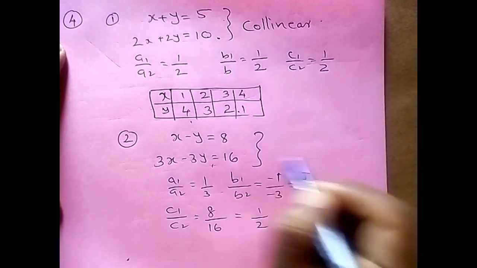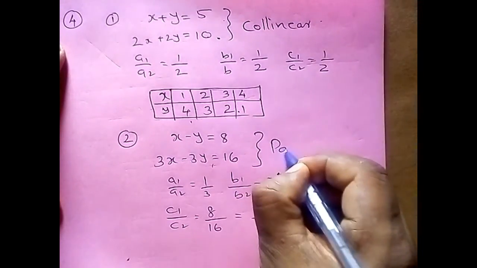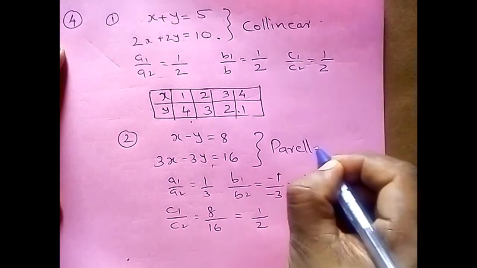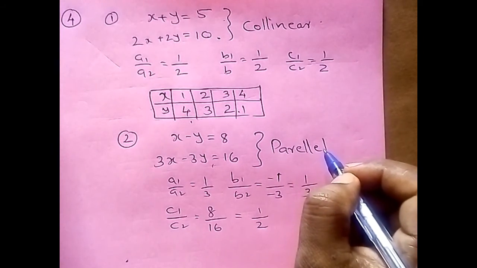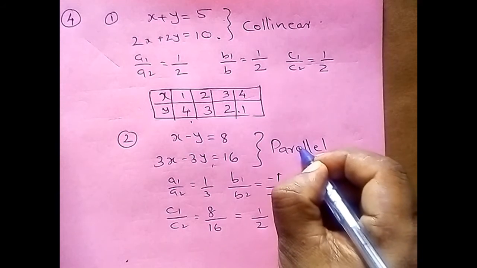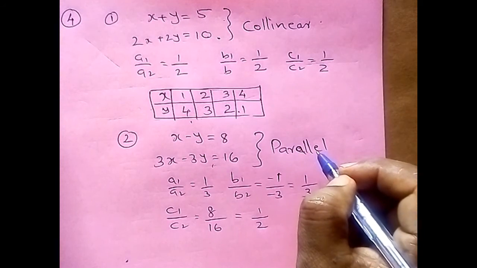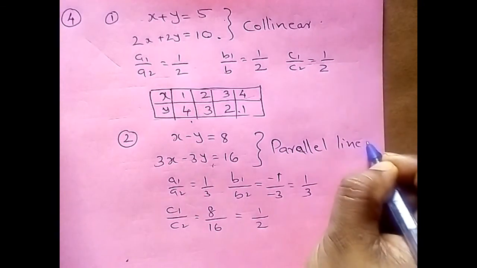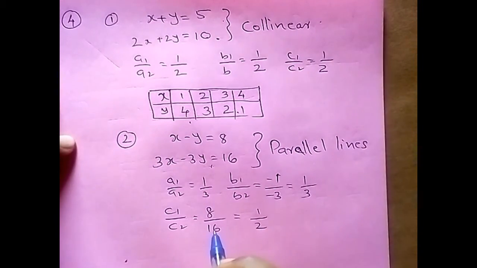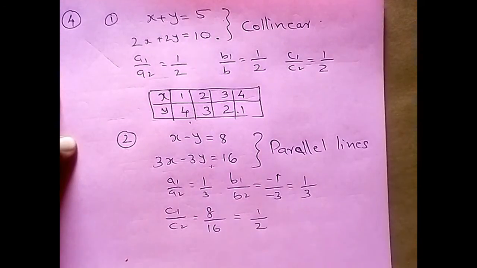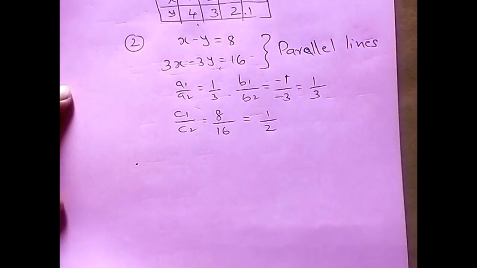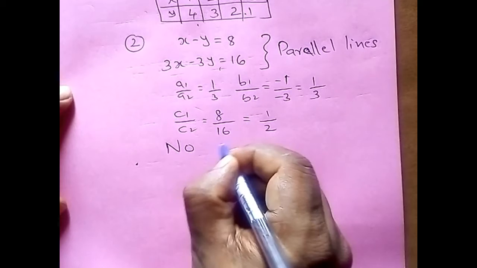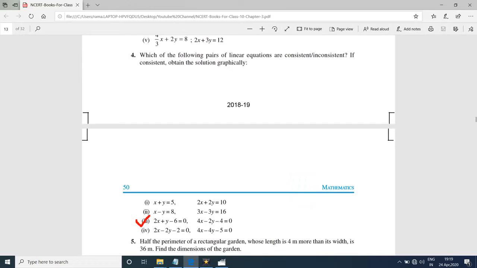So these two lines represent parallel lines. When the lines are parallel, they are inconsistent and we cannot find any solution. So there is no solution. Third question.